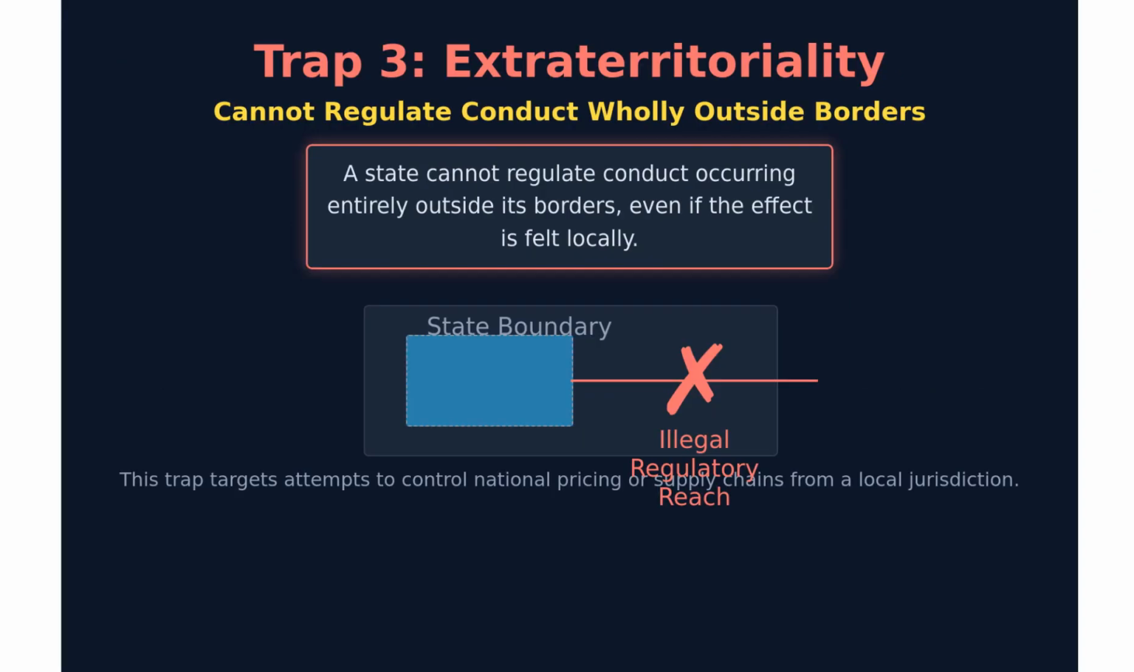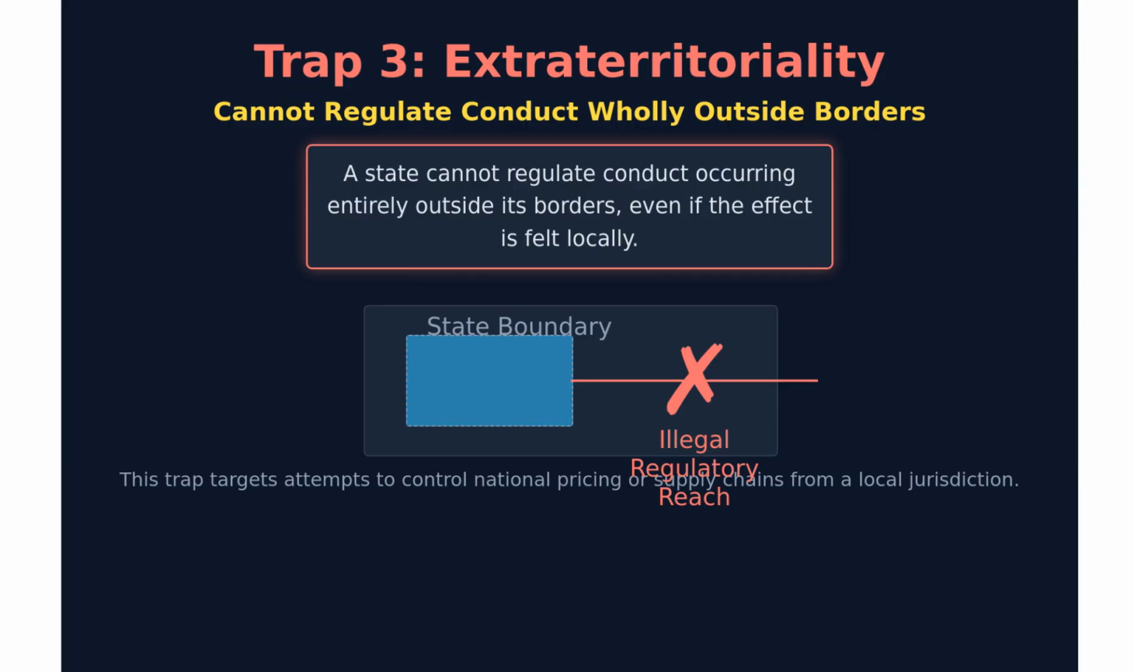We have now covered facial discrimination, protectionist purpose, and incidental burdens under Pike. Our third major trap concerns jurisdiction. Extraterritoriality. This principle dictates that a state cannot regulate conduct that occurs wholly outside of its physical borders, regardless of how significant the local effect might be within that state. This is a critical boundary.